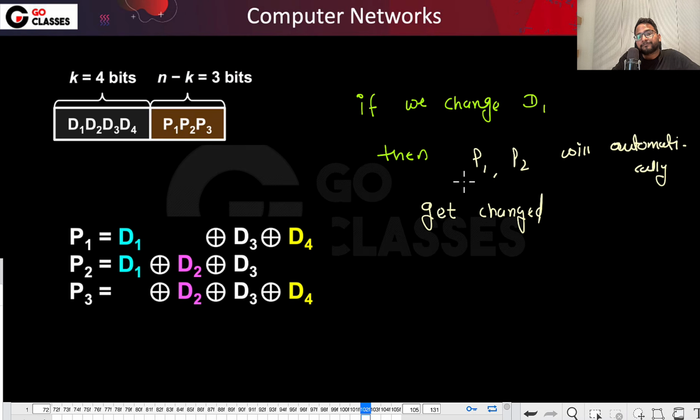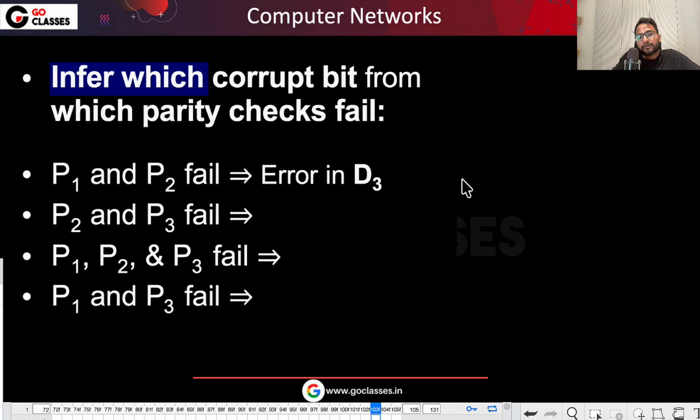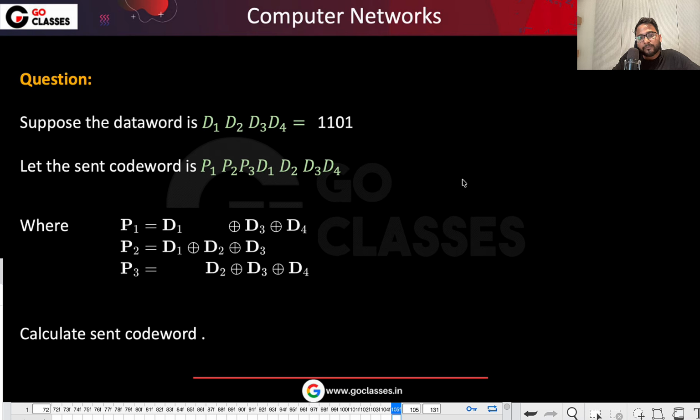First let me tell you an example. Probably then you will understand. Suppose this is the data. Let's first calculate P1, P2, P3 using this formula. P1, P2, P3 are computed like this, so you can calculate it, right?